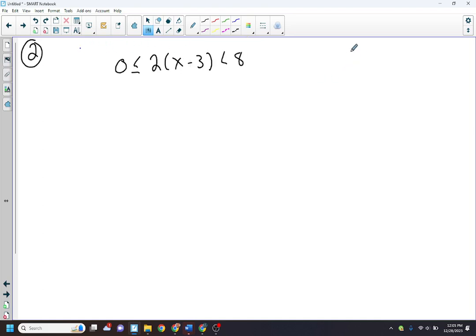Because it is an and statement, you should know they go into each other. It's going to be like a line segment. So you're going to need to split this up. Please split it up first before you do any math. So my first split is 0 is less than or equal to 2 times x minus 3.